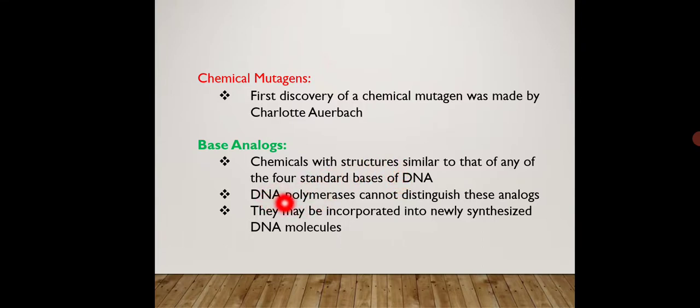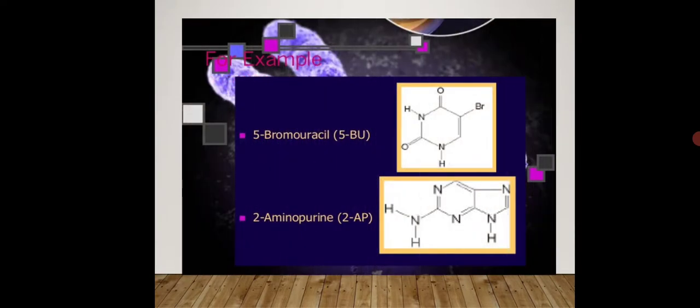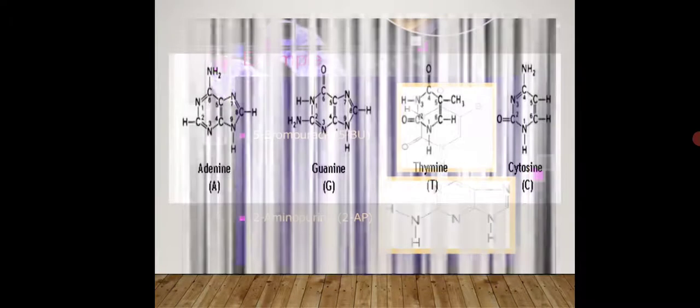So our enzyme DNA polymerase, which is used for replication, cannot identify the difference between the original base and the duplicate analog. So it polymerizes, and there will be formation of the mutated gene. We will see two examples of base analog. One is 5-bromouracil and the second is 2-amino purine.